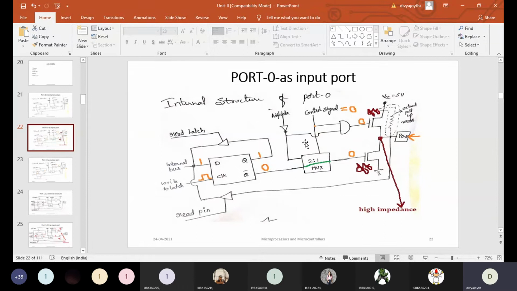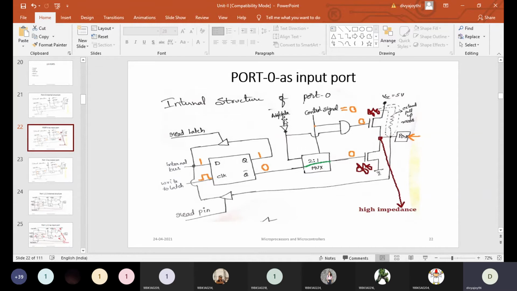So just try to understand the mux operation. Here the mux is a 2 by 1 mux. 2 by 1 means it will have 2 inputs and 1 output. So what are those 2 inputs to this mux? One is Q bar, and the other input is the address or data pin.